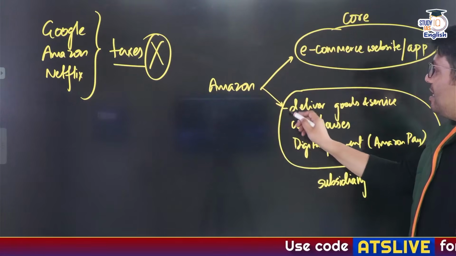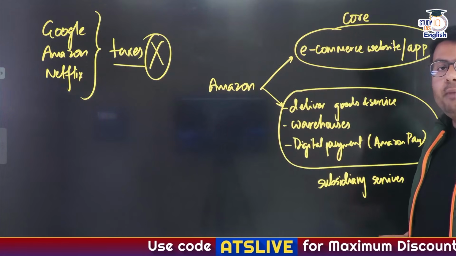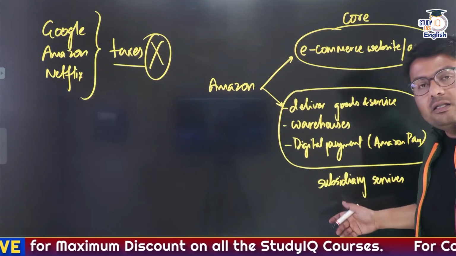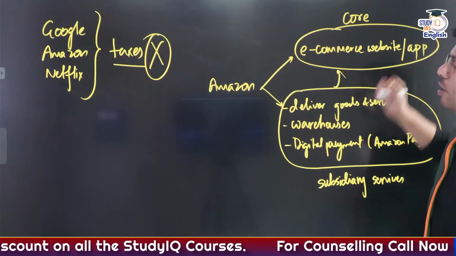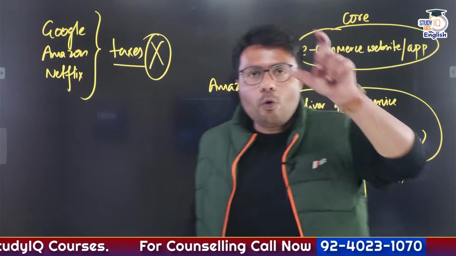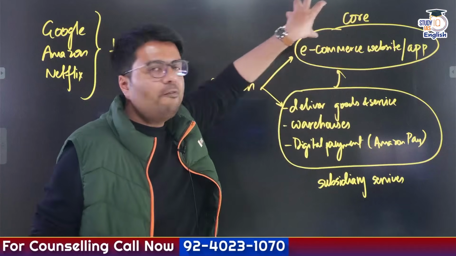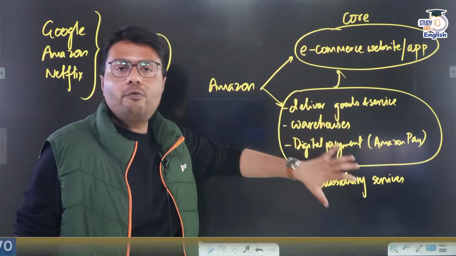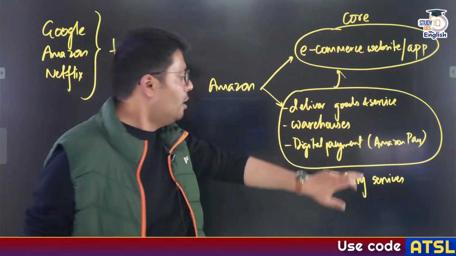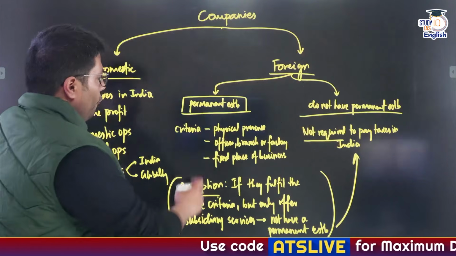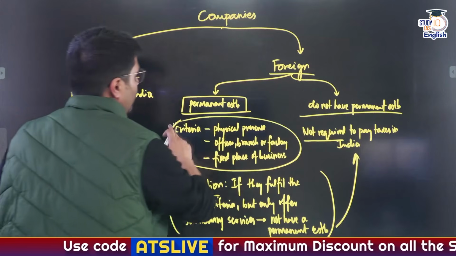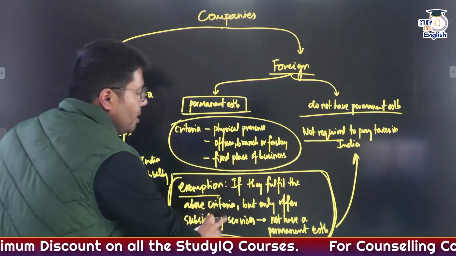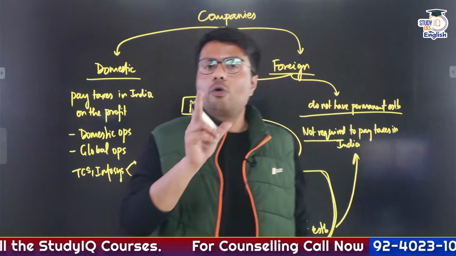On the other hand, when they are delivering goods, maintaining warehouses, and providing digital payments, these are subsidiary services. Why subsidiary services? Because these services are offered on their e-commerce website. So the core function of Amazon becomes the website or the app that they are hosting, not the subsidiary services provided through offices in India. So even if they fulfill the criteria I have mentioned, they will qualify for this exemption because they are offering only subsidiary services in India and not core services.